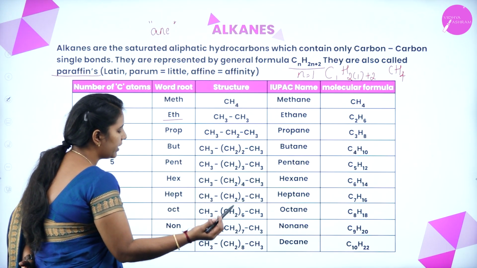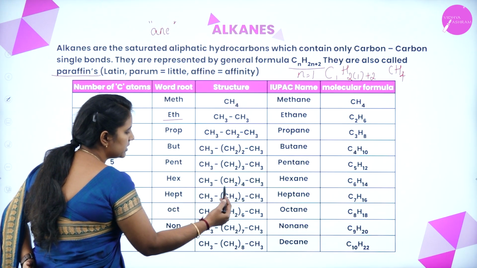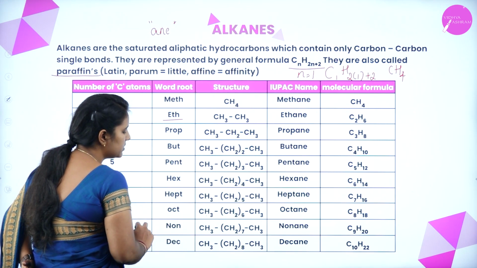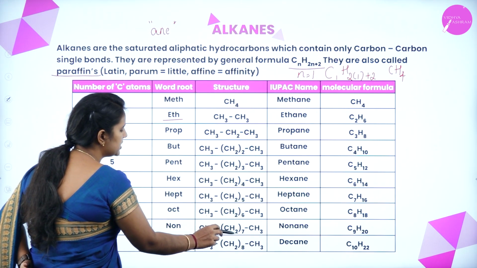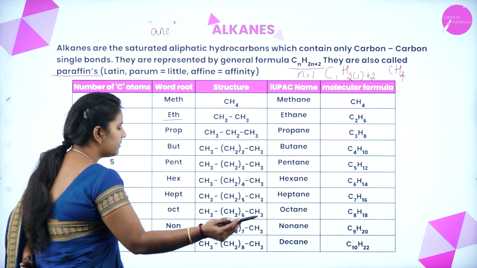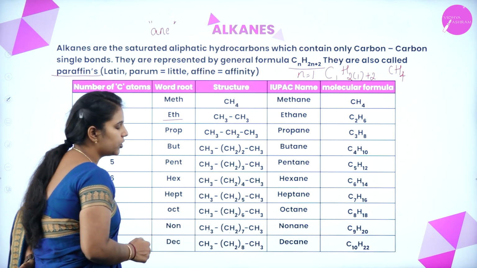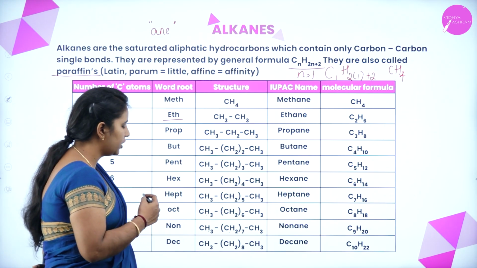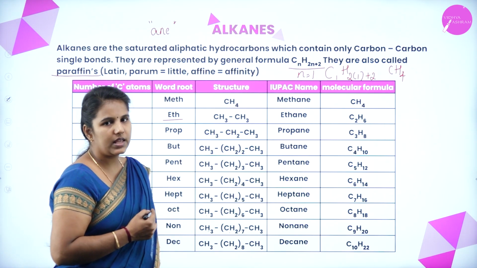If n is equal to 9, then we say it is nonane and the members go like this, CH3, CH2 7 times, CH3. If n is equal to 10, then we say it is decane and the members go like this, CH3, CH2 8 times and CH3.